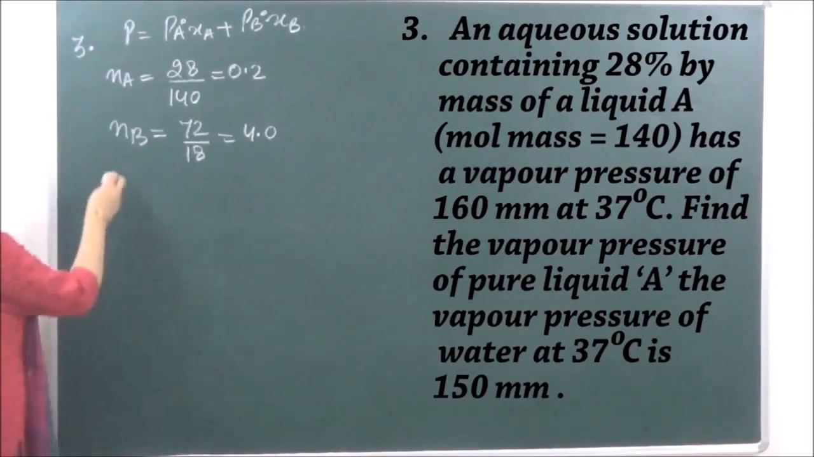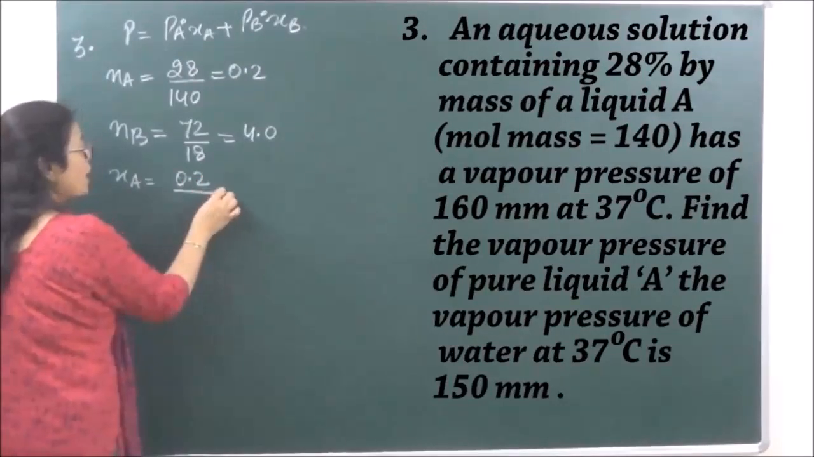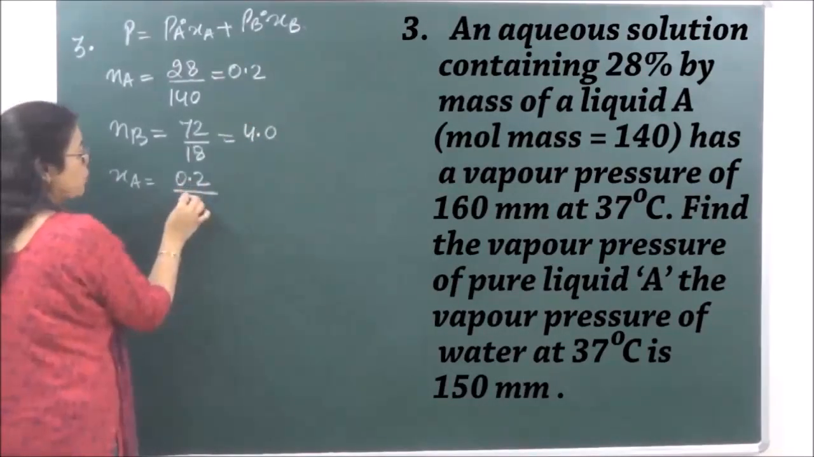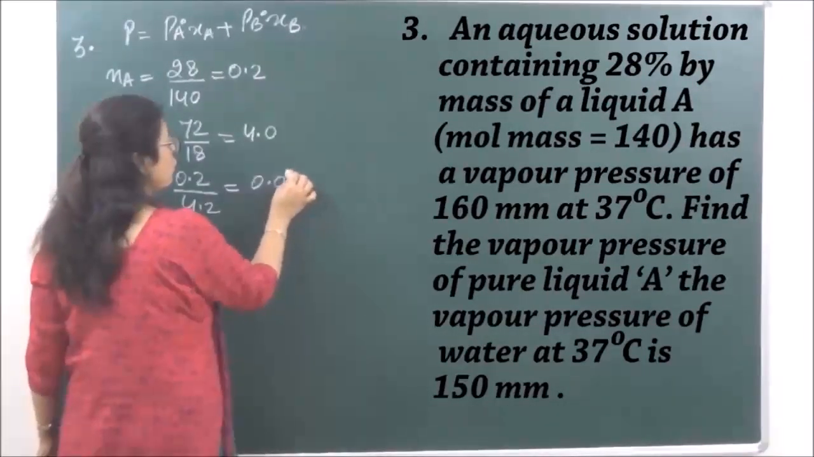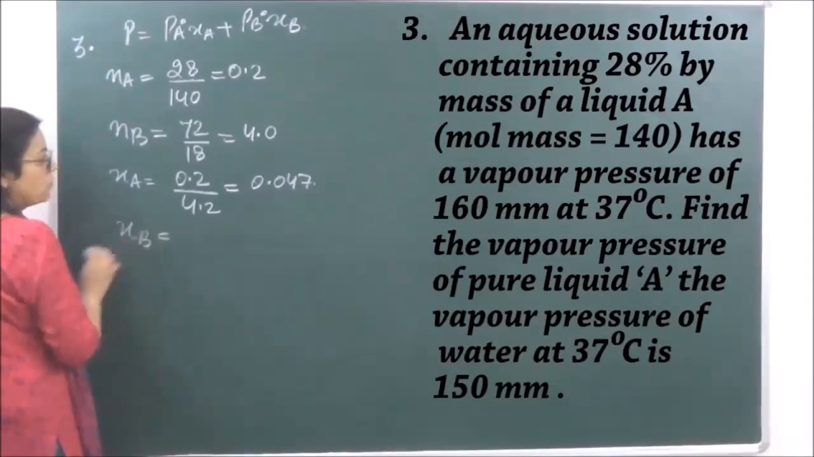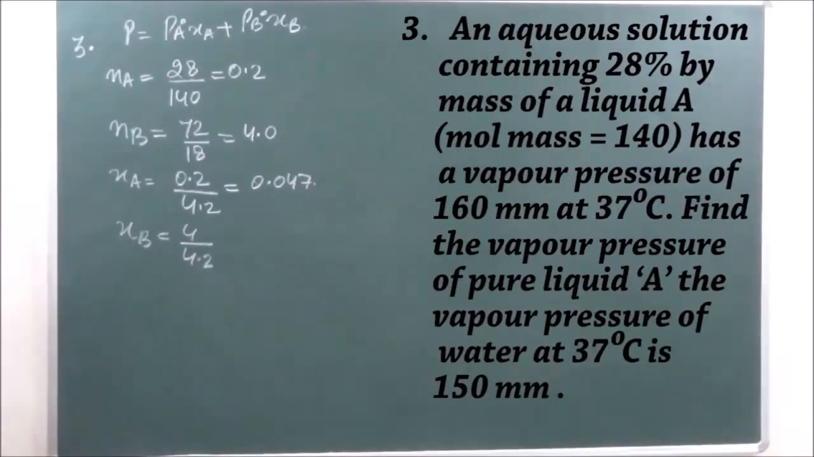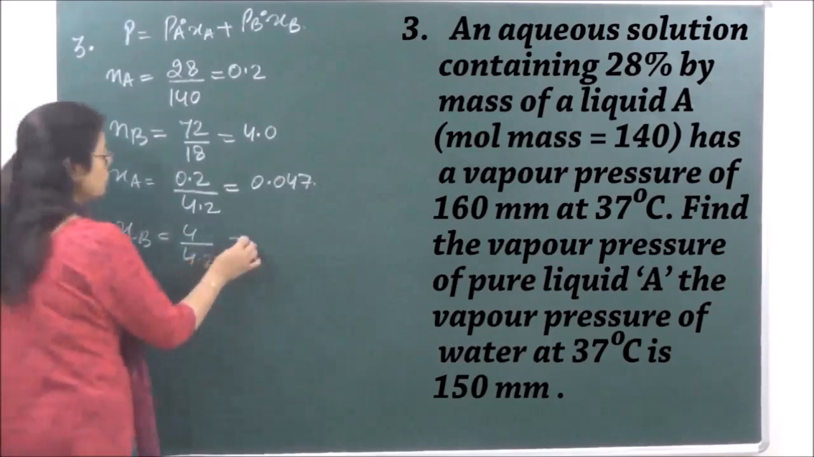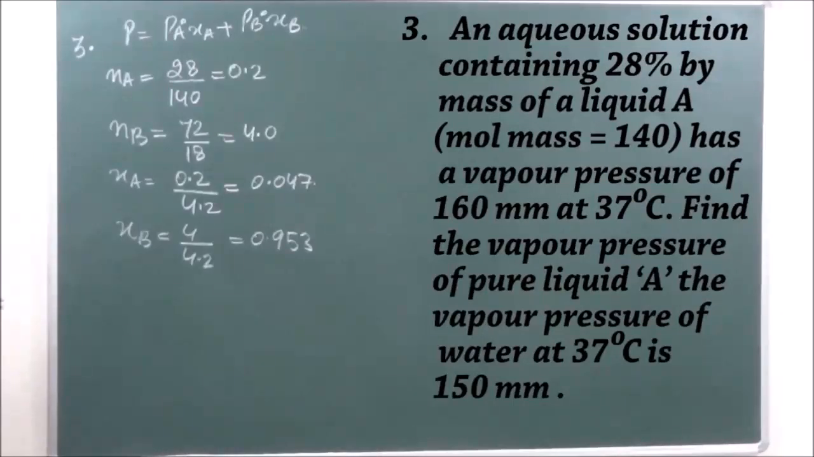Okay. Let's calculate the mole fraction of A. Number of moles of A 0.2 upon total number of moles, which will be 4 plus 0.2, 4.2. Right? This when calculated comes to 0.047. XB can be either calculated by the formula, that is 4 divided by 4.2, or it can also be calculated by subtracting this figure from 1. So this when calculated, it comes to 0.953.